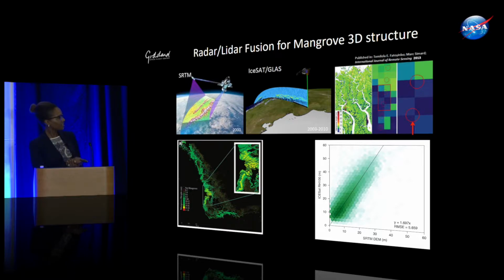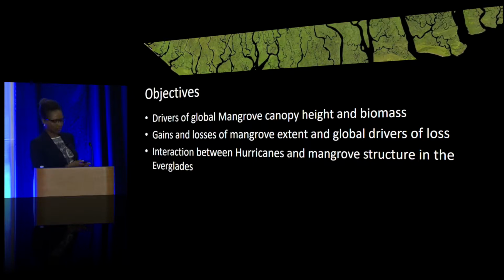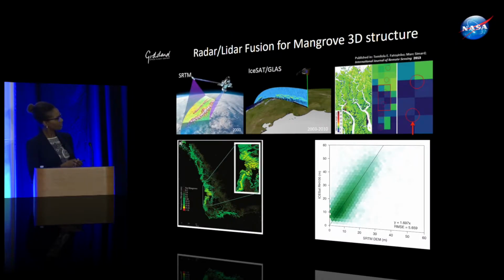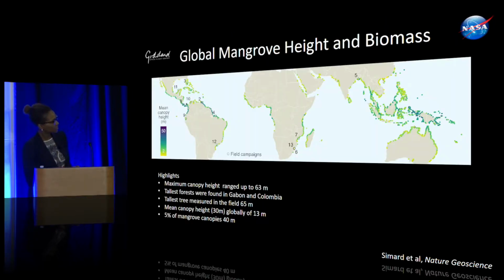And the result was, first, a map of the Florida Everglades, but now, thanks to increasing computing capacity and data availability, we've been able to produce it for the entire globe. So here you go. This was recently published with Mark Simard as first author back in January. So here's our map of global mangrove height. And from height, we also got biomass.